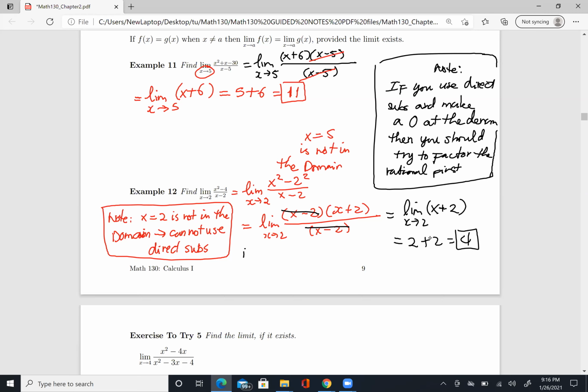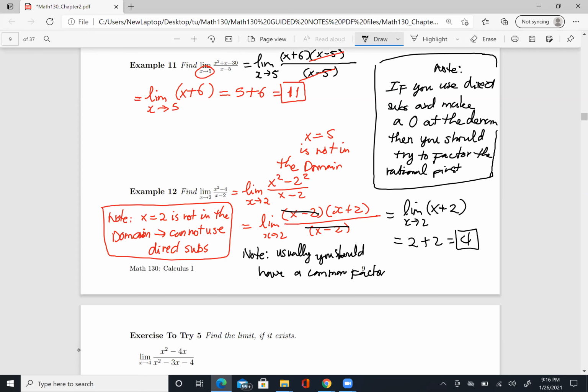One more note that I think you should also think about is, usually you should have a common factor between top and bottom.